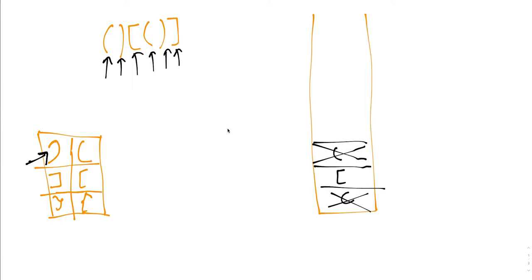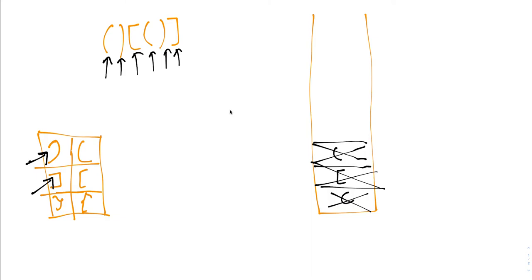Now I go to my last element, the closing square bracket. The closing square bracket is in fact a key in my map, so I need to do the checks. First of all, I need to check if my stack is empty. The stack is not empty, so that's good. Then I need to check if the value of that key is equal to the top element of the stack. As you can see, they are equal, so I can remove it from my stack. At this point, you can say that the string is a valid parentheses.